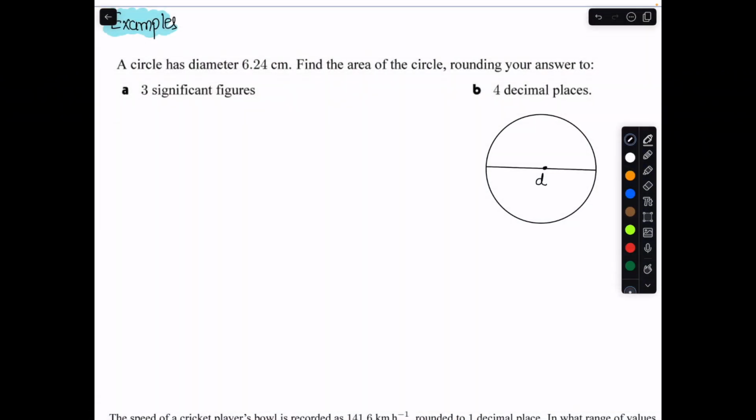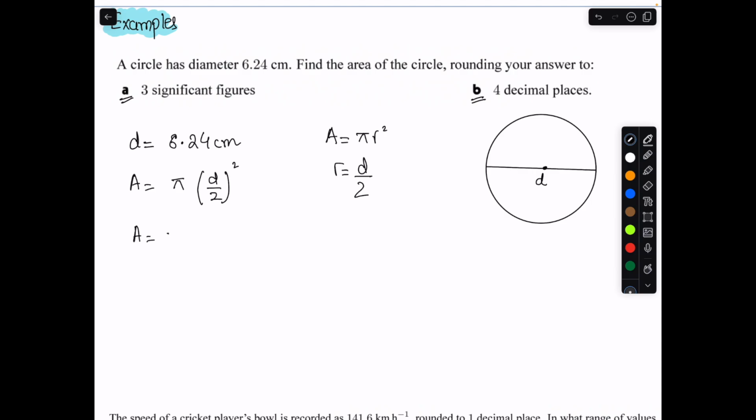A circle has a diameter of 6.24 centimeters. Find the area of the circle, rounding your answer to A, 3 significant figures, B, 4 decimal places. Pretty straightforward. We know that the diameter is 6.24 centimeters. We know that the area formula for a circle is pi times d over 2, squared. The reason is that the area is pi r squared, and r is the diameter divided by 2, or half of the diameter. I just substituted r as d over 2 here.